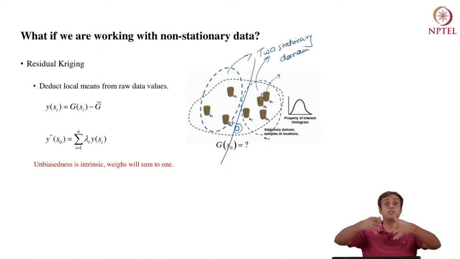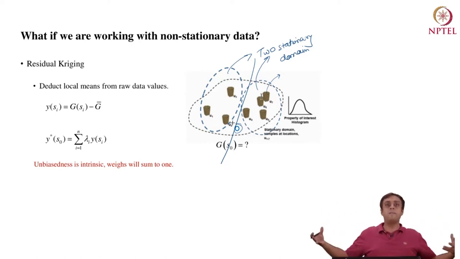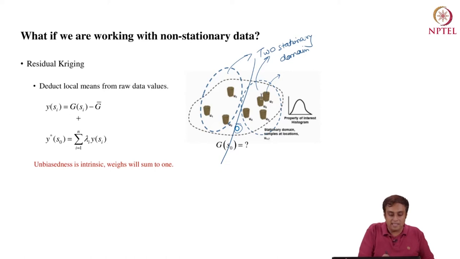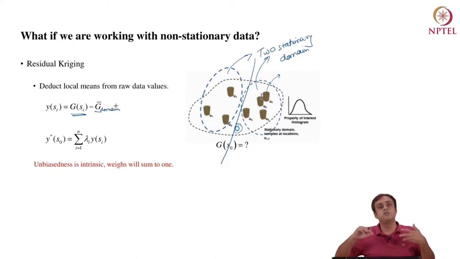So the idea is I must use data in both domains, and I must figure out a way to combine them. So the way we go about it is that we write down Y_Si as G_Si minus G bar for each domain. Okay, so we just reduce the total value observed by the domain mean.